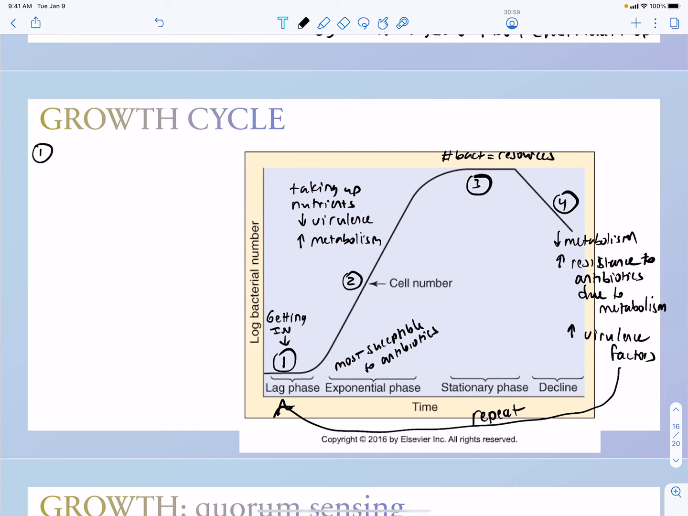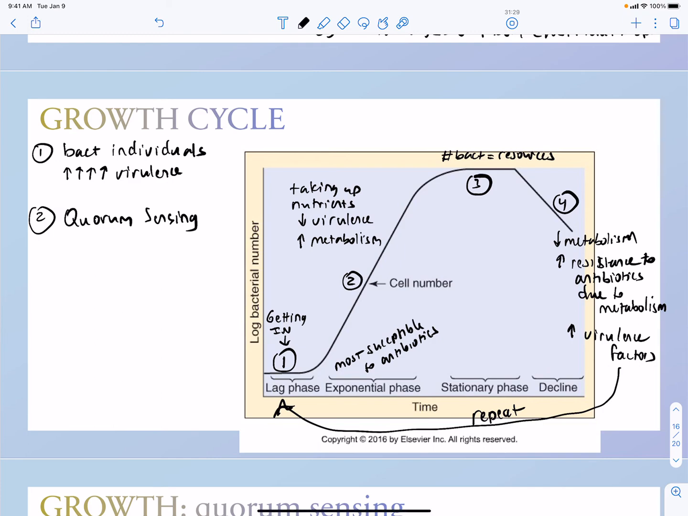So in this first phase, which is this lag phase, the bacteria consider themselves individuals. They are trying to survive. They're trying to find a place to live. And so they are going to have a high level of virulence. Now, at that second stage where you're getting exponential, this is what we have called quorum sensing, where bacteria are happy, they are sensing other bacteria around them, and now they are becoming part of a quorum, part of a colony.